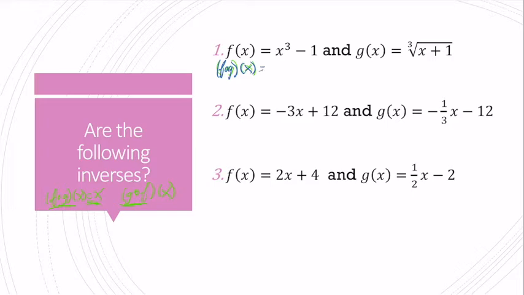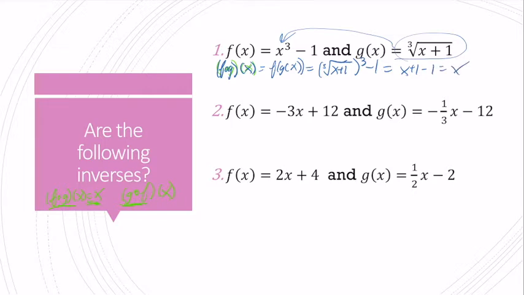So I'm going to have f of g of x. So I'm substituting g of x in for x. That's going to give me the cube root of x plus 1, cubed, minus 1. Well, cubes undo cube roots. So I have x plus 1 minus 1, which equals x. Awesome. So I've done function composition one way. Now I have to do it the other way.